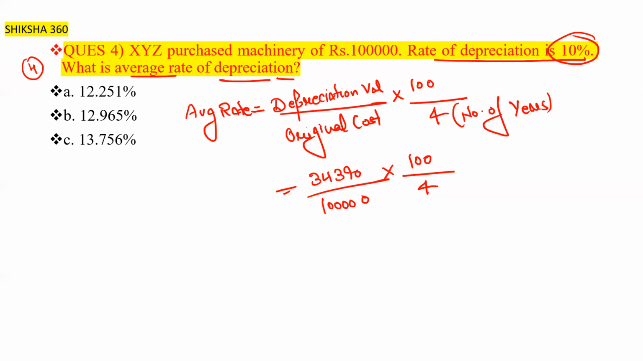Okay, now please tell me quickly what is the correct answer to this question. 34,390 divided by 1 lakh, into 100, by 4.